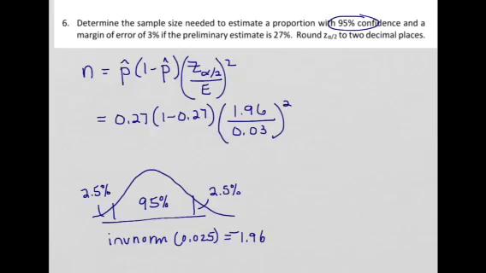And notice that I'm rounding that value to 2 decimal places as instructed. So make sure you round to 2 decimal places because it can throw off your answer if you don't follow those directions. So once I type this all into the calculator, I get 841.3104, which of course we take to 842. So that's my answer there.